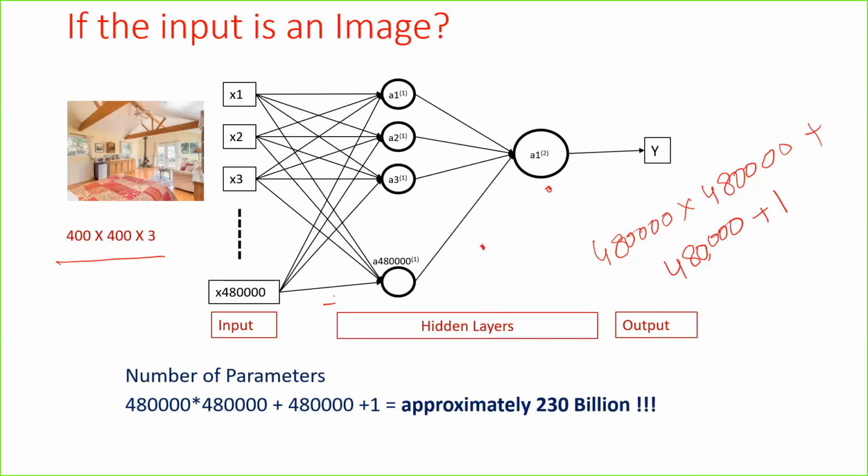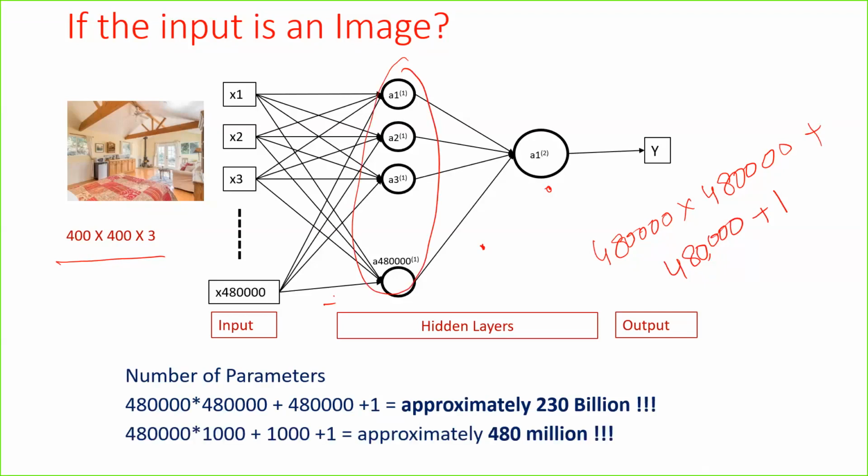This is really huge. Adjusting this many parameters to optimize the objective function is a very time intensive process, right? So even if I reduce the number of hidden units at layer 1, let us say to 1000, even then you'll have to learn around 480 million parameters. That is also very big.